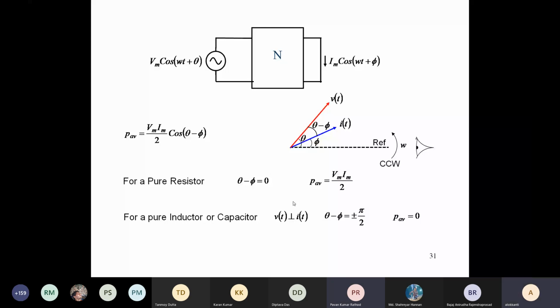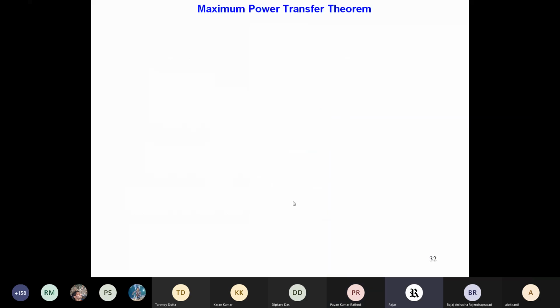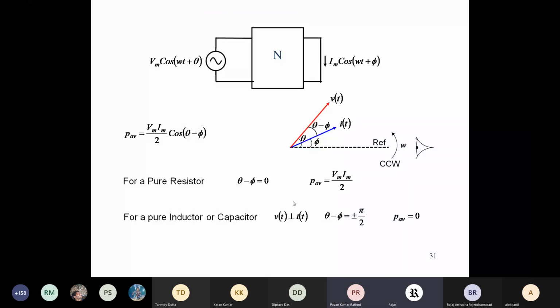Sir, like in DC circuits, in AC circuits also do the sources absorb power? Here the sources are delivering power. No, in a DC circuit there are some cases when the battery gets charged. Yes.